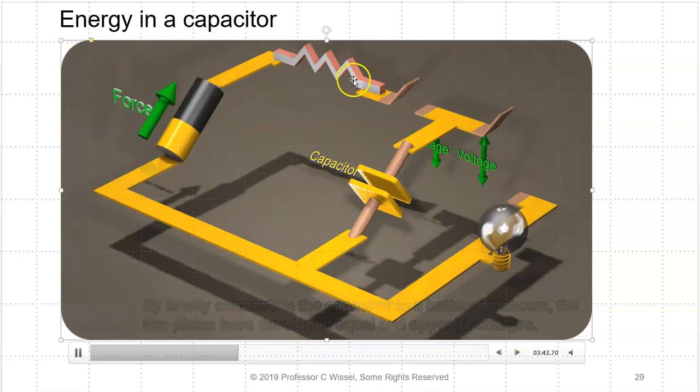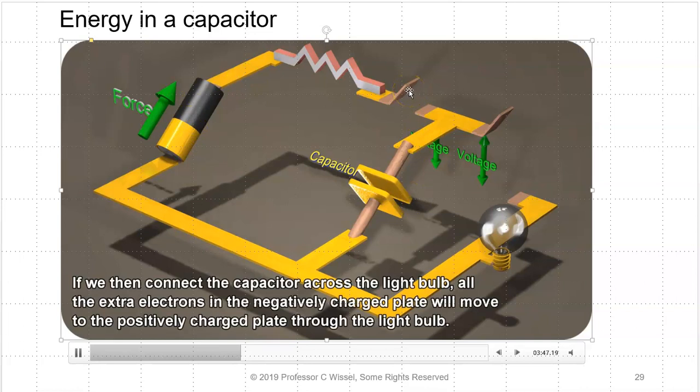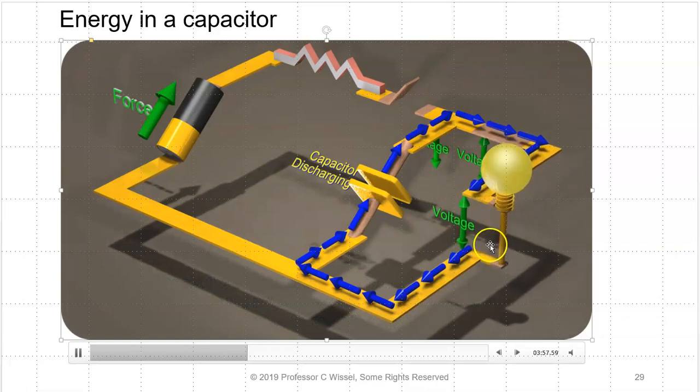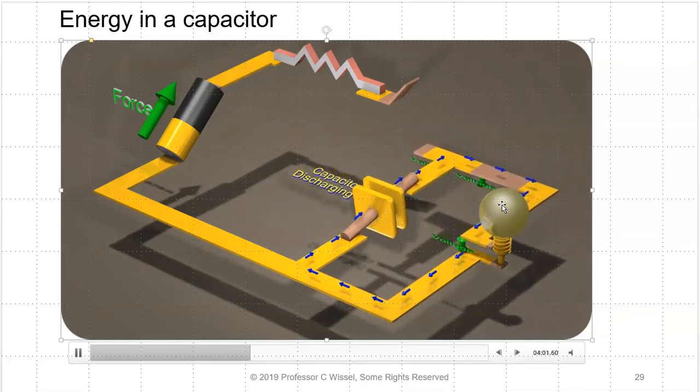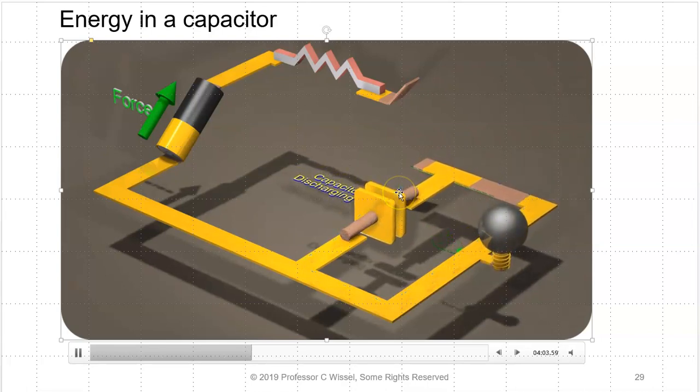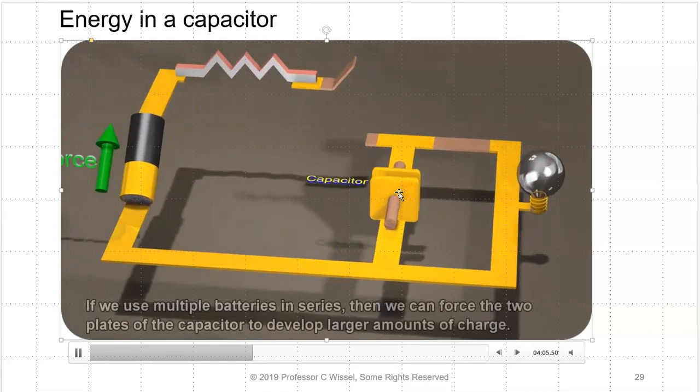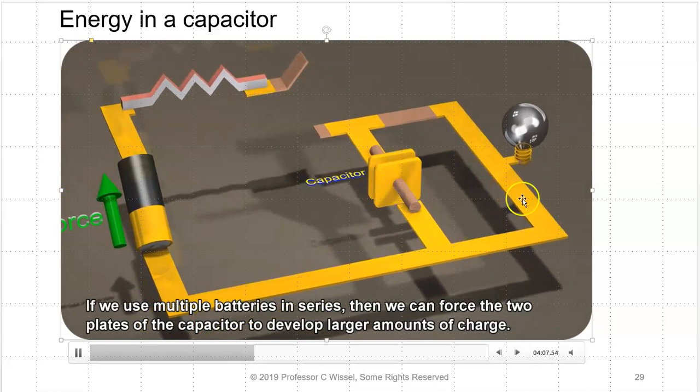After we charge up the capacitor, we will disconnect it from the battery. If we then connect the capacitor across the light bulb, all the extra electrons in the negatively charged plate will move to the positively charged plate through the light bulb. The light bulb will then light. The capacitor will discharge. And eventually the light bulb goes out.